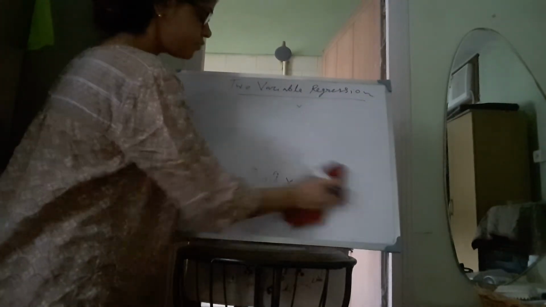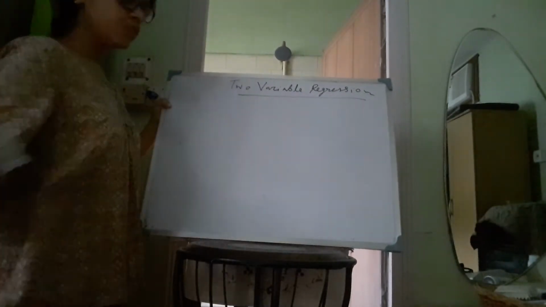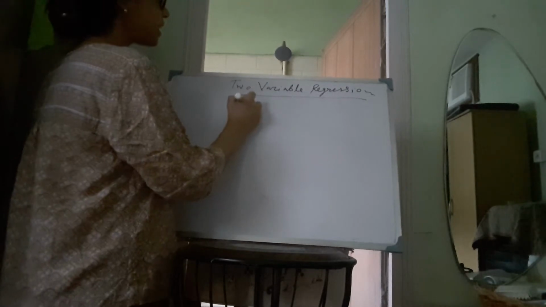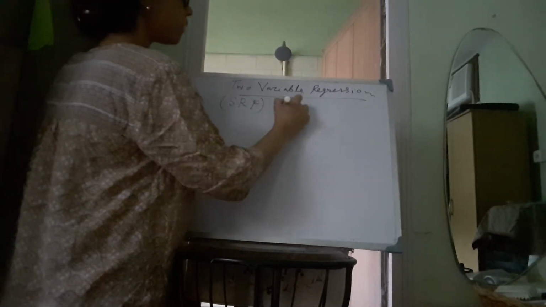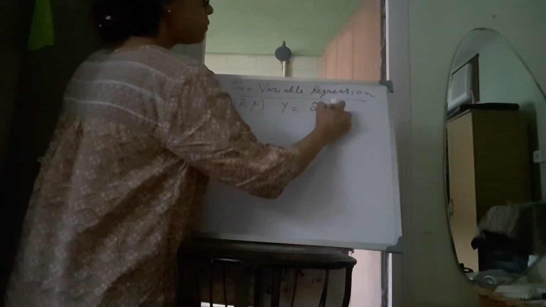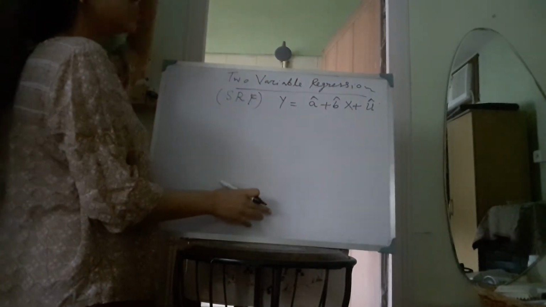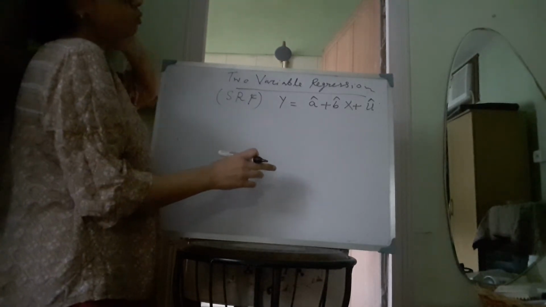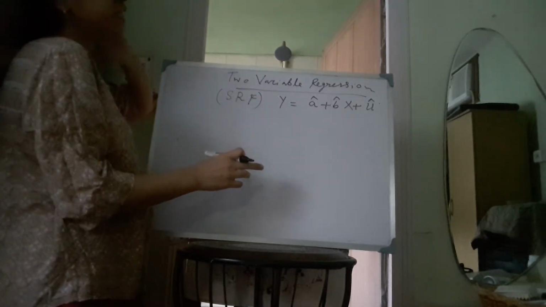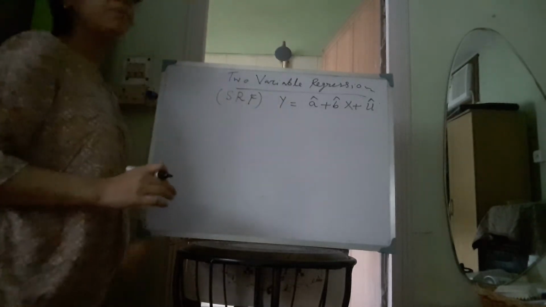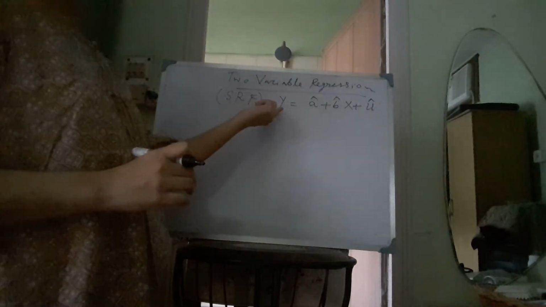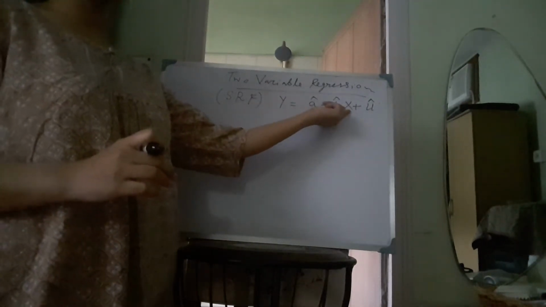Now in regression, what are we doing? Once we model the SRF, which is Y is equal to A hat plus B hat X plus U hat, once we get this equation, then we can do the prediction analysis. We can do the regression analysis. Now this is called two variable regression. Why is this called two variable regression? Because we have only two variables here.